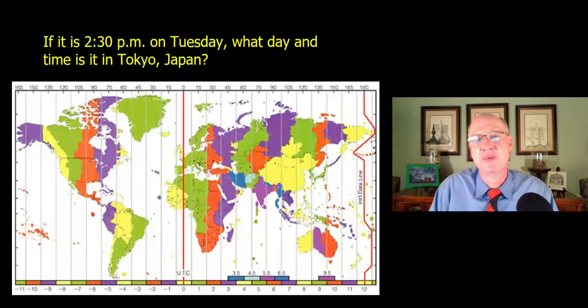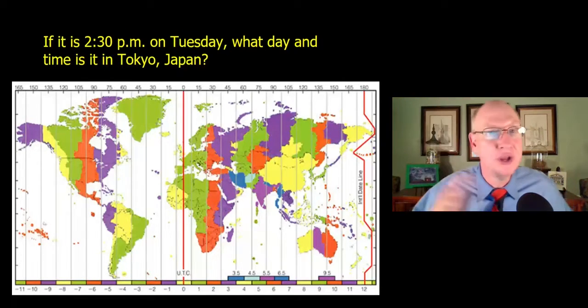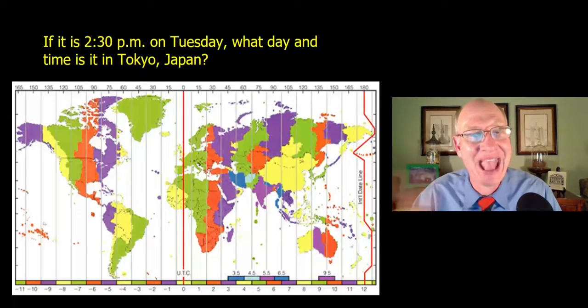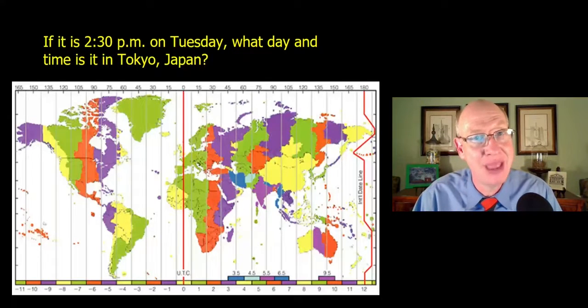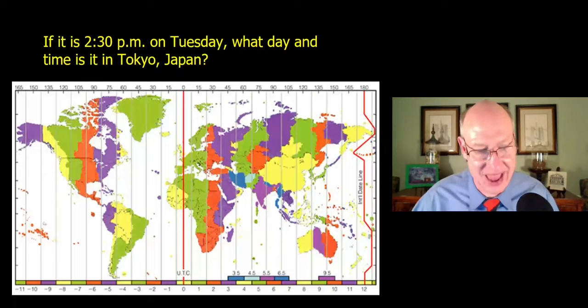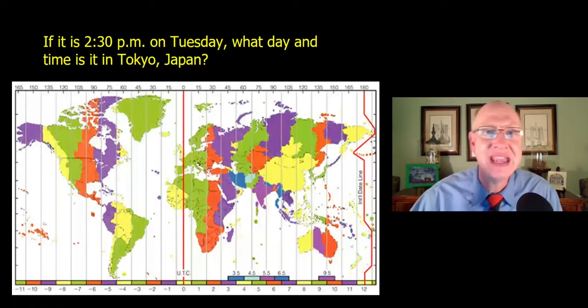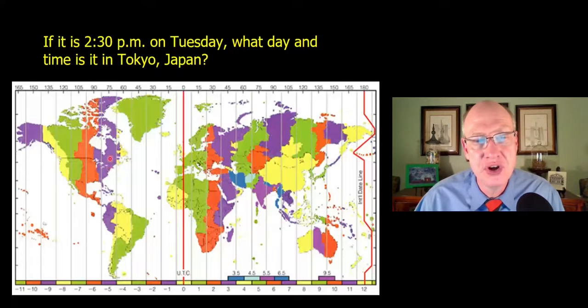All right, so let's answer this question. We're going to do it both ways. We're going to go both east and west, and we should get the same answer both ways. So let's see what happens. So let's start right here and say that it is 2:30. Let's go to the east first. So it's 2:30 p.m. Eastern time on Tuesday, right?